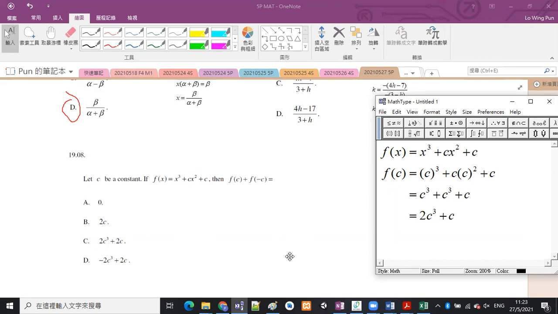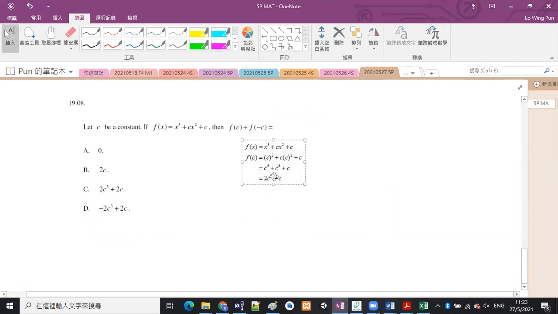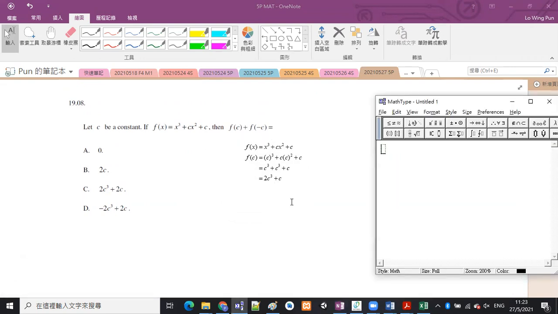Okay, let me paste here first. So I have just prepared this term, this f(c). Then I need to prepare for the f(negative c). So f(x), I just copy one more time. You don't need to do this. Okay? f(negative c) will be replacing all the x by negative c this time. It becomes negative c power 3 plus c times negative c power 2 plus c. Can you get?